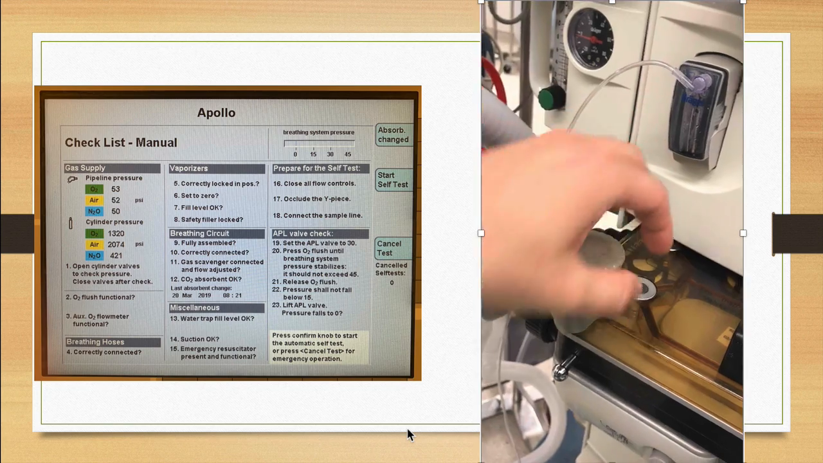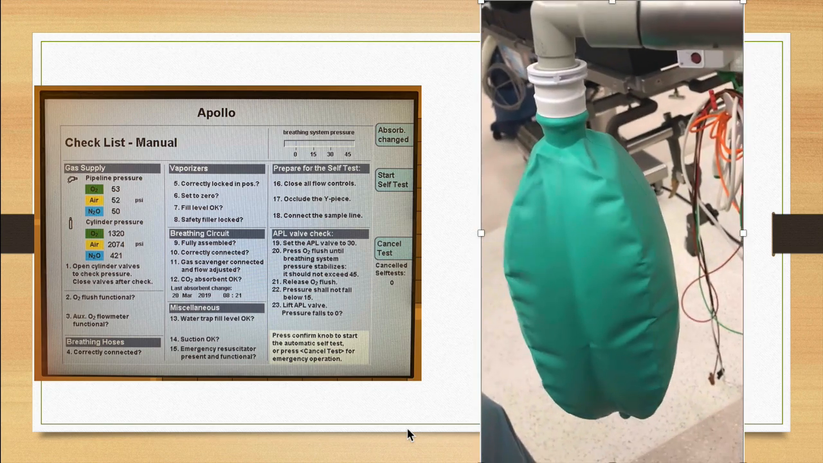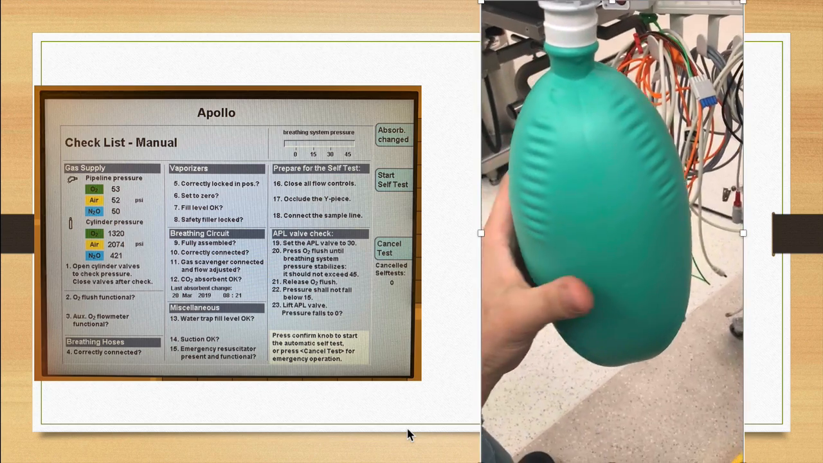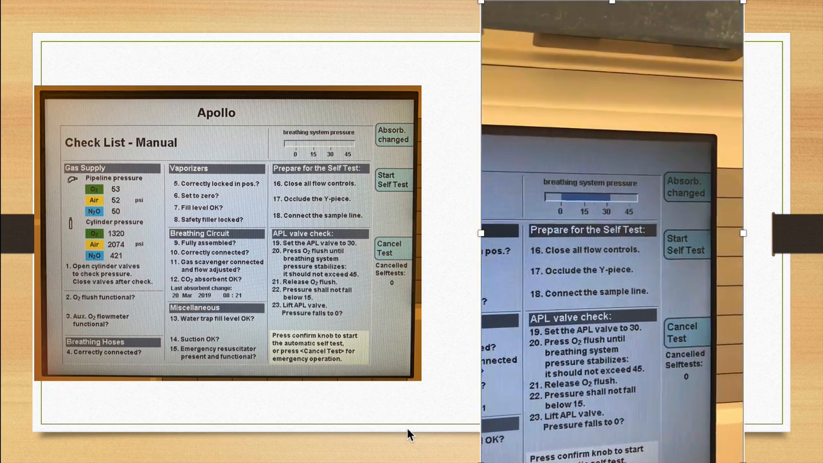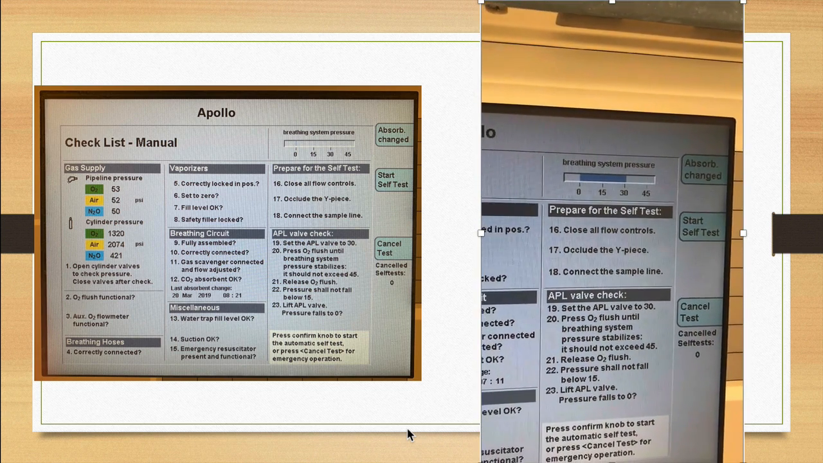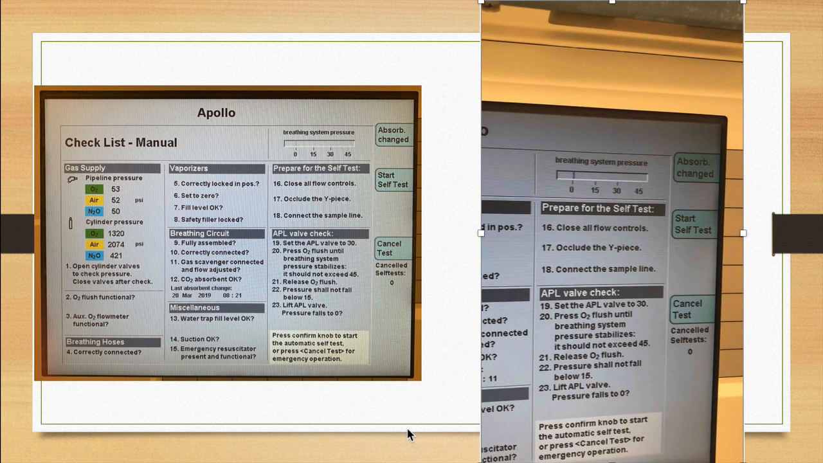So here I am putting it to 30. I'm pressing the oxygen flush valve. You'll notice that the bag is inflating. I'm going to give the bag a squeeze. You'll notice the pressure monitor on the screen is showing that when I squeeze it, it does not go beyond 45, and it drops completely once I open up the APL valve.